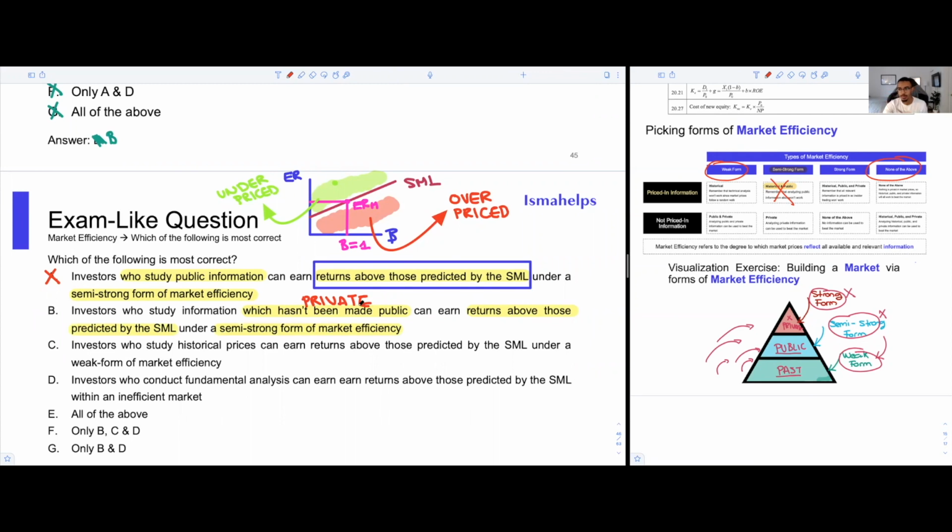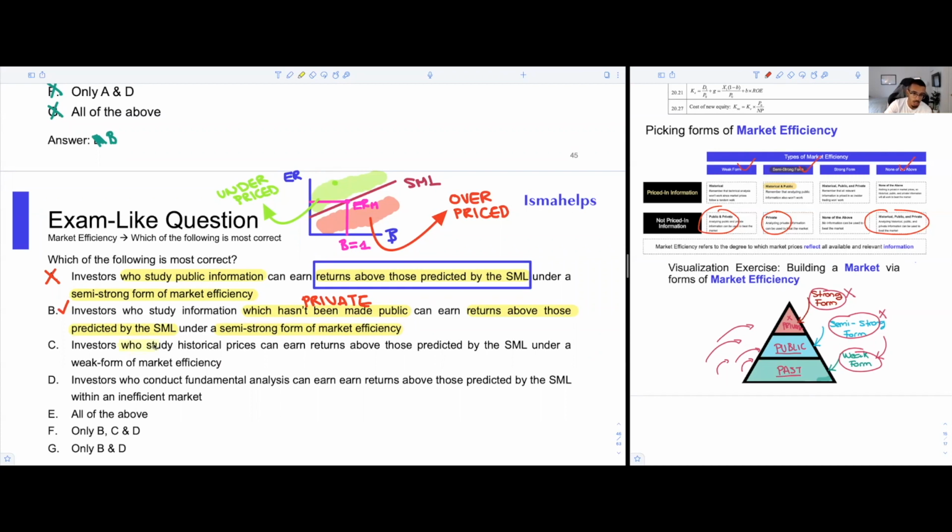What's awesome is that if we go back to our structure, we know that there are places at which private information can be used to yield abnormal returns. It could be used in a weak form market, in a semi-strong form market, and in an inefficient market. And in this case, we're telling you that under semi-strong form market efficiency, investors are allowed to use private information to make an alpha, to make abnormal returns. Well, if you look at your structure, you could do so in a weak form, in a semi-strong form, and in none of the above. So this is true. This is totally fine. B is okay. That's awesome. Now, if we go to C, investors who study historical prices.